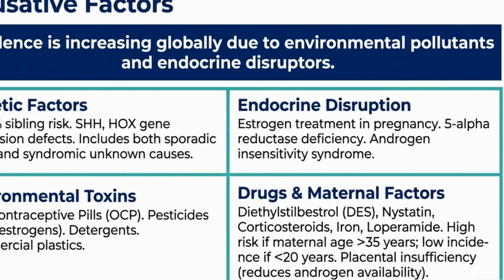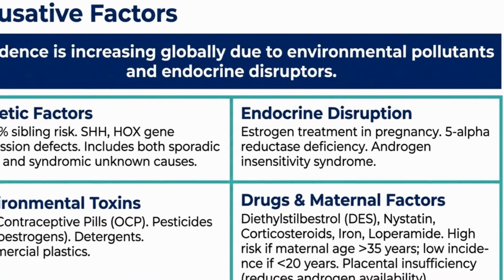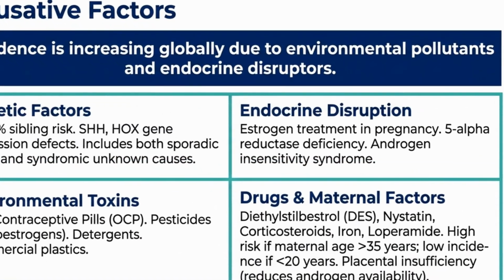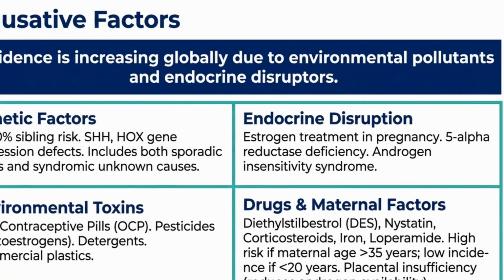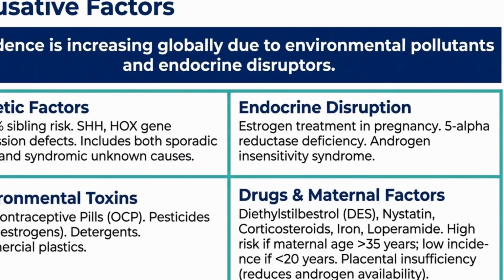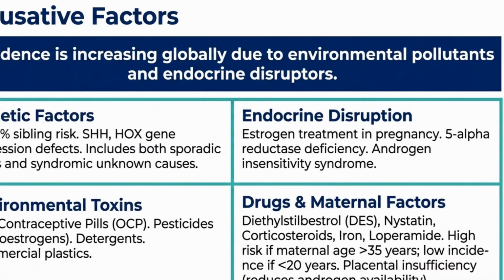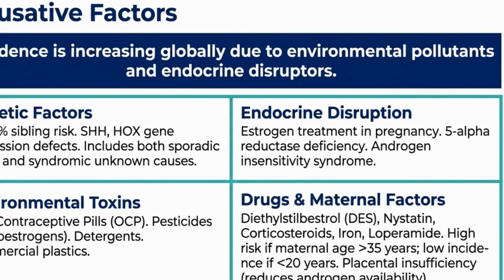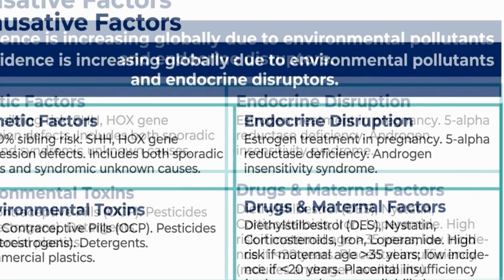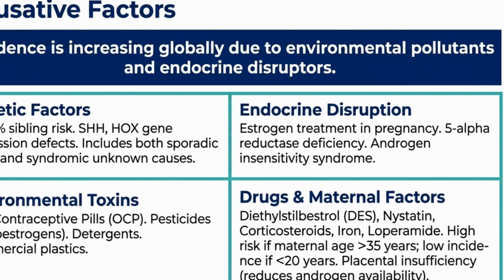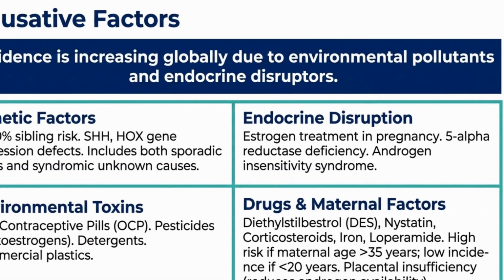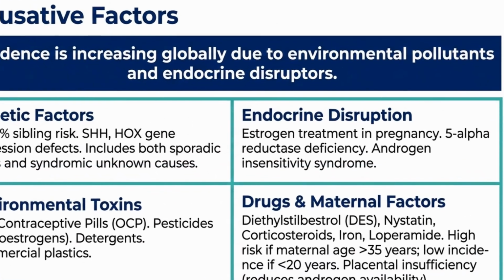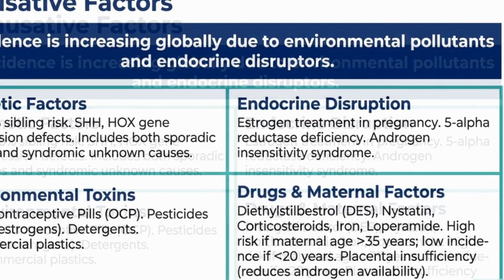Causative factors of hypospadias are increasing globally due to environmental pollutants and endocrine disruptors. Genetic factors: 10 to 20% sibling risk. SHH and HOX gene expression defects lead to the condition. It may be sporadic or syndromic, with unknown causes. Endocrine disruption, estrogen treatment in pregnancy, 5-alpha reductase deficiency, and association with androgen insensitivity syndrome are noted. Environmental toxins, OCPs, pesticides, detergents, and commercial plastics are also known to be responsible for the condition.